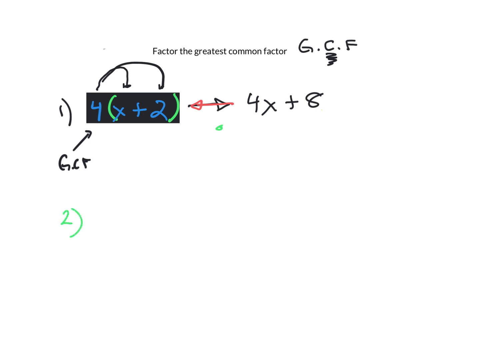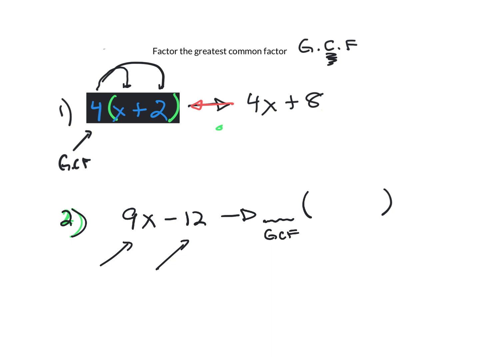So what if I had 9x minus 12, and I want to factor that. So I want to know what is the greatest common factor, and I'm going to reverse engineer the distributive property. So what is 9 and 12? What do they both have in common? What number will divide into 9 that will also divide into 12? And we want the greatest number. So wouldn't that be 3? So 3 is going to be our greatest common factor.